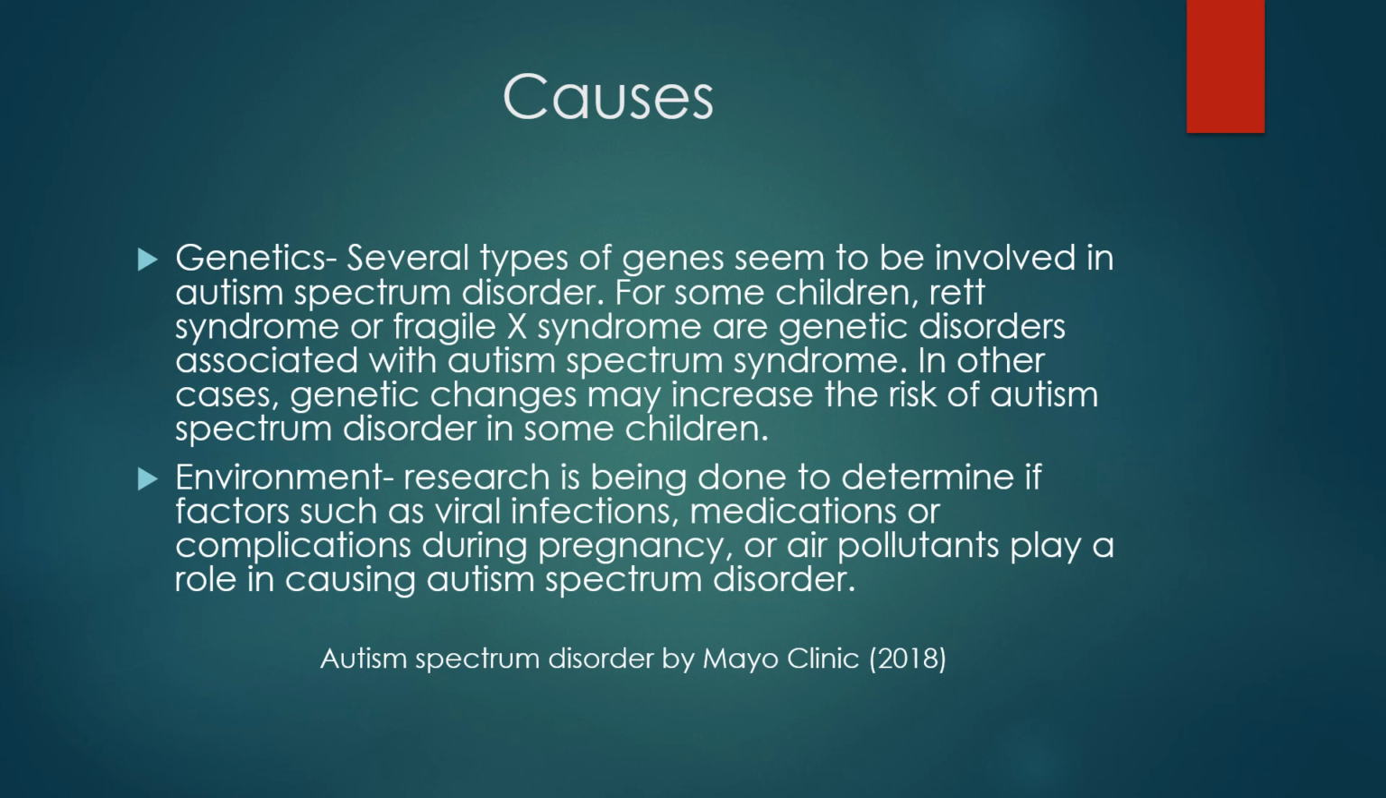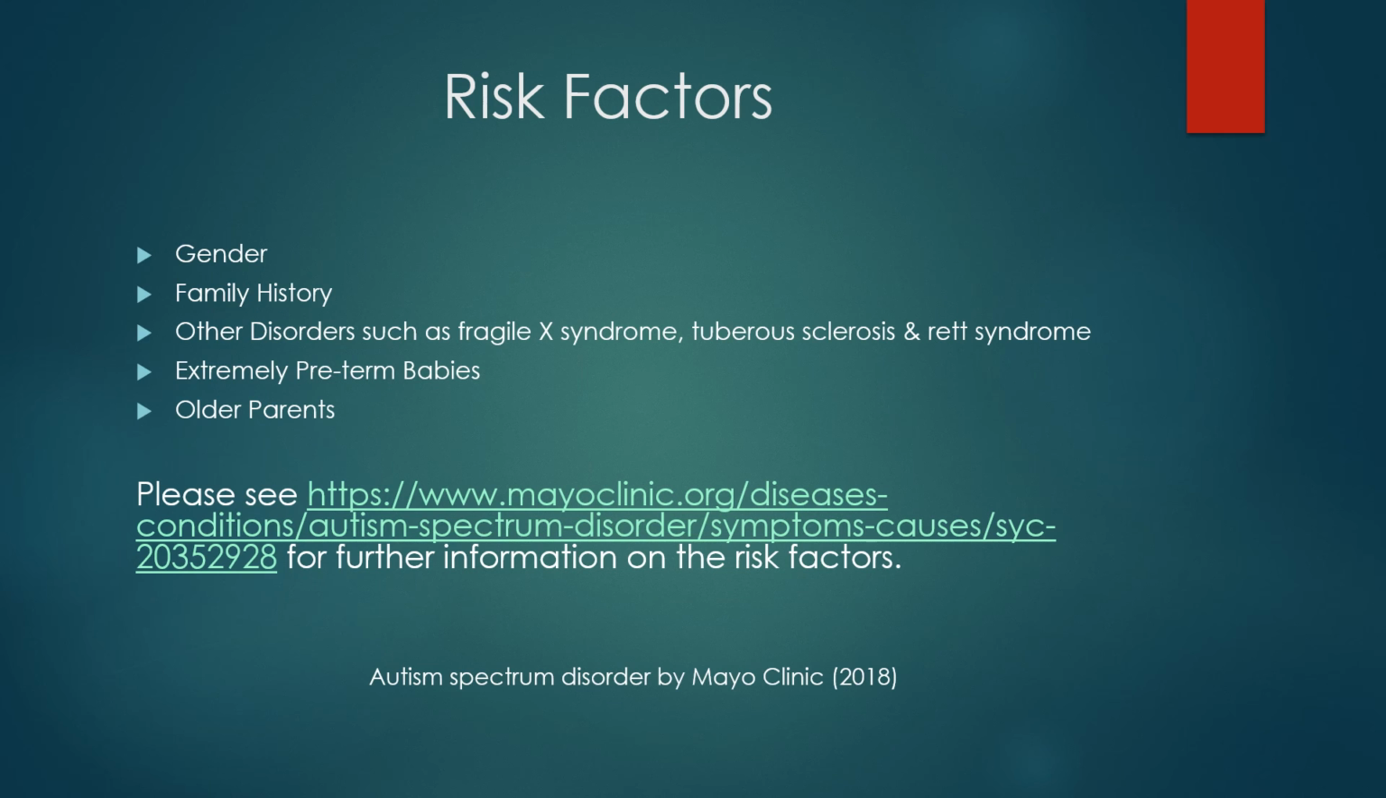Environment. Research is being done to determine if factors such as viral infections, medications, complications during pregnancy, or air pollutants play a role in causing autism spectrum disorder. Here are some possible risk factors: gender, family history, other disorders such as Fragile X syndrome, tuberous sclerosis, and Rett syndrome, extremely preterm babies, and older parents.